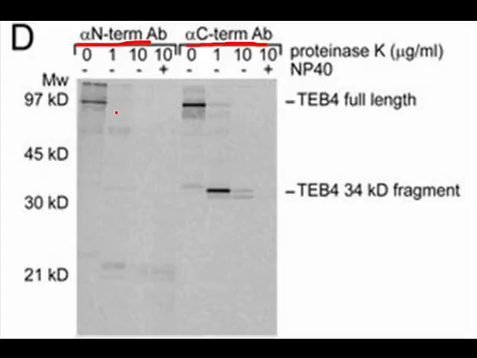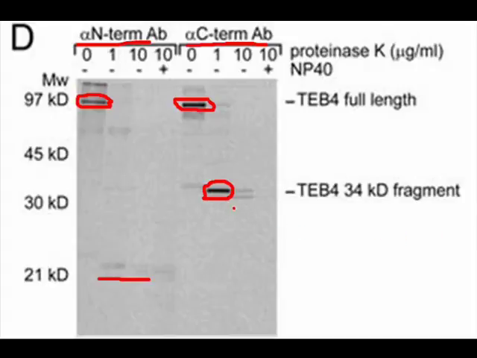In both cases, without proteinase K treatment, we see that the antibodies pull down a significant amount of TEB4. However, for the N-terminal antibody, when proteinase K is added, we don't see any significant fragments pulled down by the antibody. When the C-terminal antibody is used with low concentrations of proteinase K, we see a small cleavage product at about 34 kilodaltons, which the authors claim is TEB4.